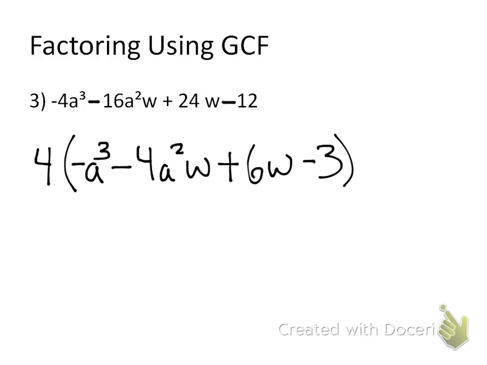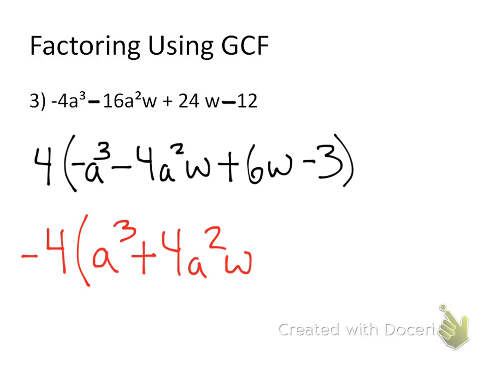Did anyone want to do it a different way? Yeah? Put the a cubed in front of the parentheses. Well, they would have to all have an a cubed. Only the first 2 do. So we don't want to do that. What you could do, and what a lot of students will do on this one, is factor out a -4, since there's a lot of negative terms. If you factored out a -4, you would have a to the third plus 4a squared w minus 6w plus 3. You can see, though, if you distribute, you end up with exactly the same thing, so it doesn't really matter on this one which way you go.